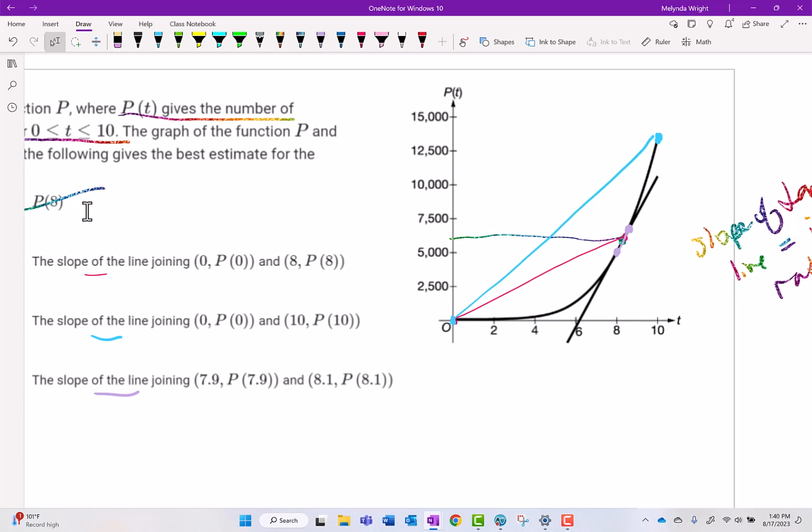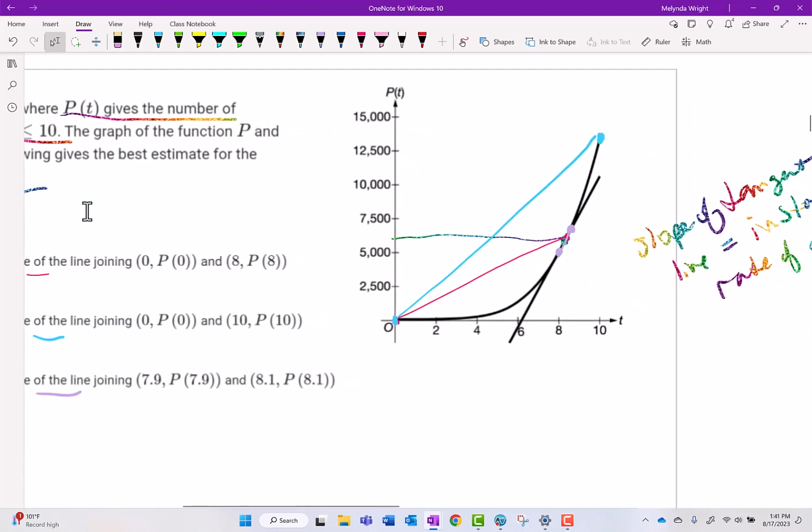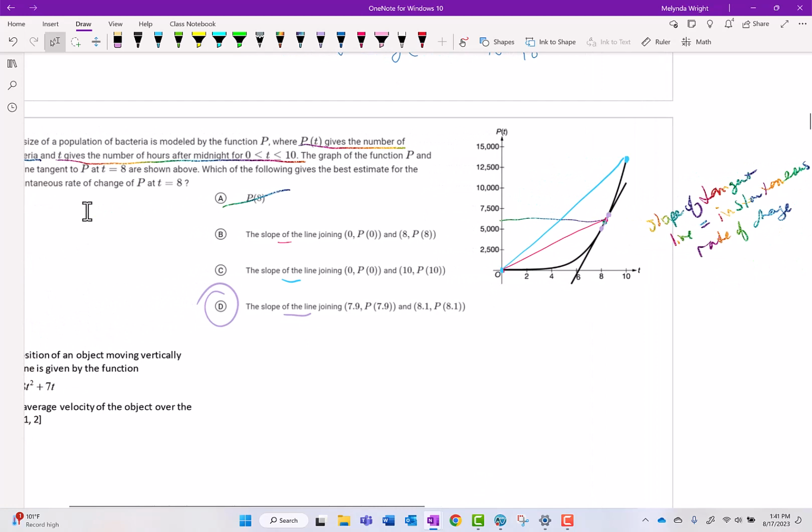Does everybody understand why? Yes. Okay, perfect. And so you can see why some of those really aren't good, because why is this one better than the others? Exactly, because it's closest to that point. We want to know the rate of change at 8. Well, 7.9 and 8.1 are really close to 8. So that's really a good estimate. 0 and 10 and 0 and 8 aren't really close to 8. Does that make sense? Okay, so that is how that kind of problem works.